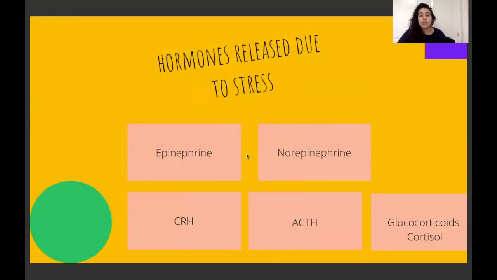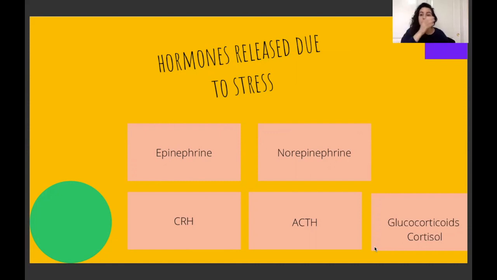Hormones released due to stress. So we have epinephrine and norepinephrine, and we also have CRH, ACTH, and glucocorticoids, and within that umbrella branch of glucocorticoids, we have cortisol specifically. So, for example, one of these is related to a hypothalamus pituitary axis. Group these together, for example: what part of the adrenal gland do these two come from? Group the three of these. Not all three of these come from the adrenal gland, but what is the sequence in which they are released?